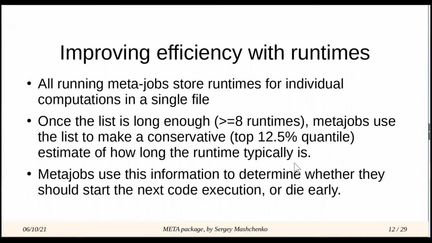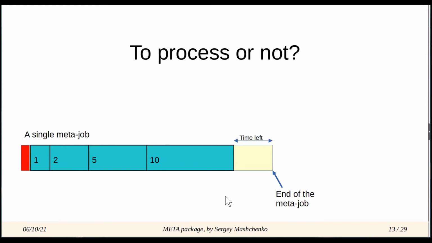I already mentioned that we assume the runtimes are variable; they have some kind of distribution. So this is a probabilistic way to get a reasonably good estimate of how long the runtime typically is. It's the 1/8 quantile, so 7 times out of 8 we get it right: the actual runtime will be shorter than what we think it is. Only once every 8 estimates will you get it wrong. That's already a very good thing we can use to improve efficiency. So let me explain how it happens.